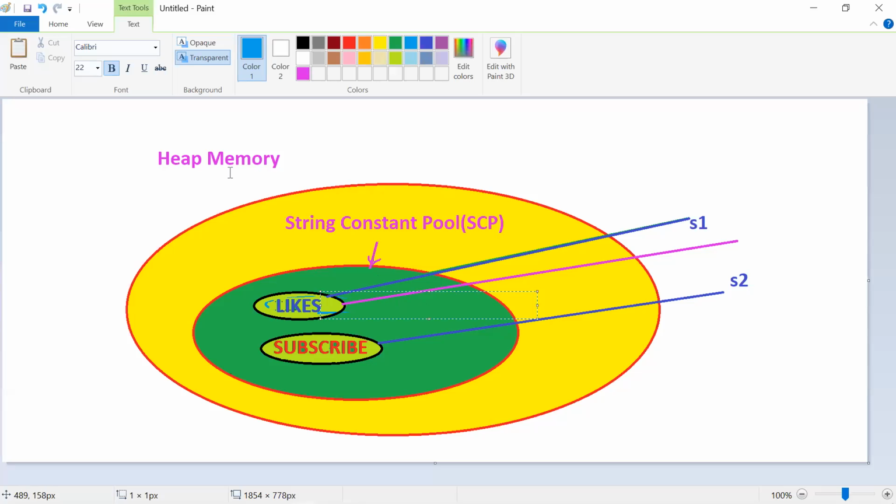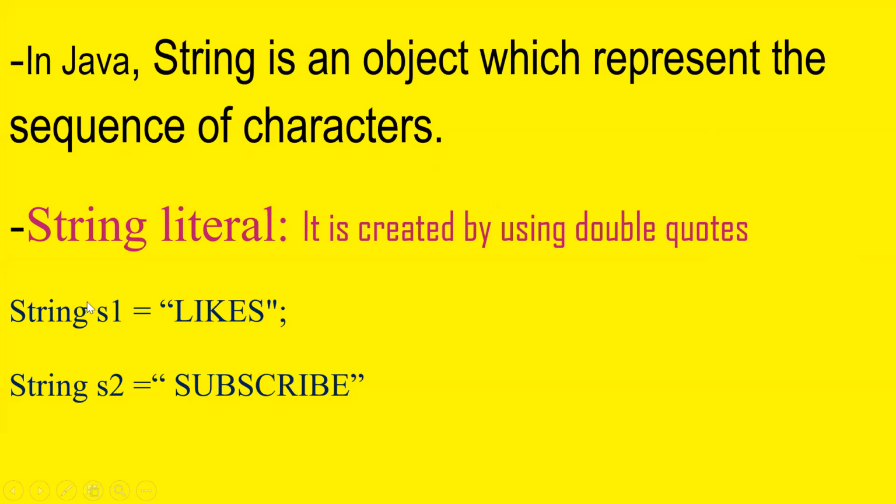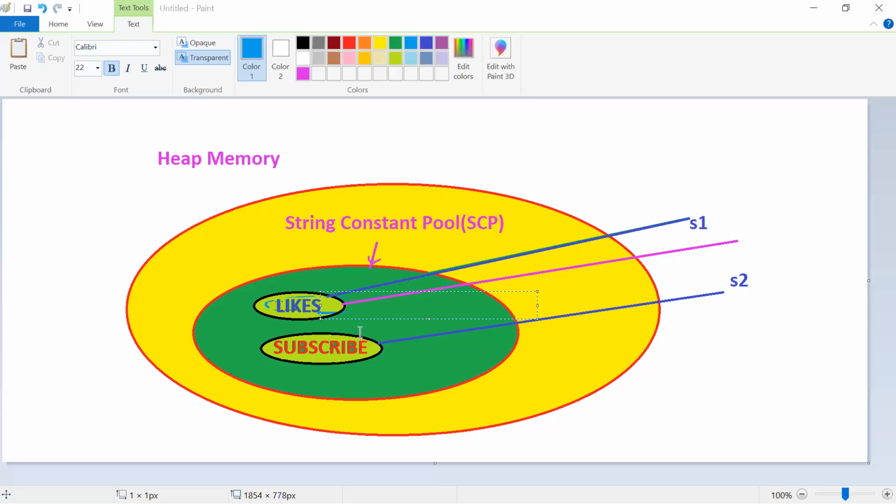Here, the whole yellow area is the heap memory. Inside that heap memory there's the string constant pool. We even call it SCP. That's the dark green one. Inside it, "likes" and "subscribe" are the objects that we defined here: string s1, likes, and string s2, subscribe. So "likes" and "subscribe" are objects, and s1 and s2 are the references.